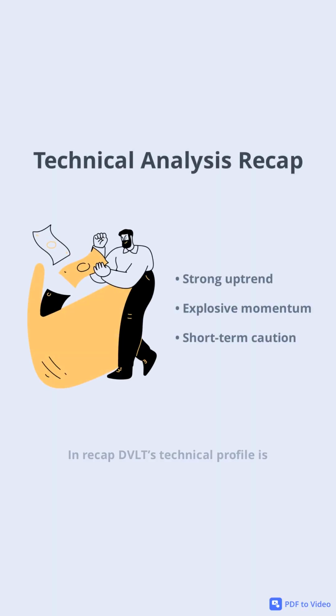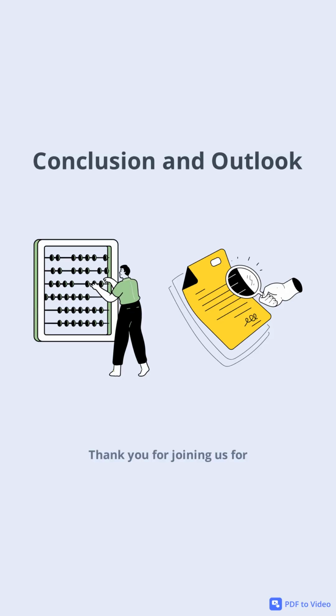In recap, DVLT's technical profile is defined by a strong, established uptrend, explosive recent momentum, and some short-term caution signals. By understanding the interplay between these factors, traders and investors can better navigate the opportunities and risks presented by this dynamic stock. Thank you for joining us for this technical analysis of DVLT stock. The current outlook remains bullish, but with important short-term risks to consider.